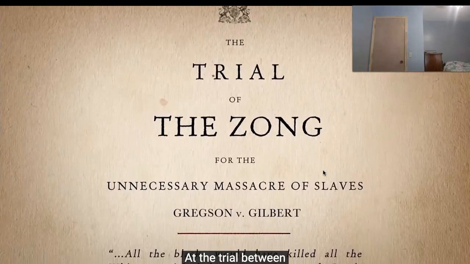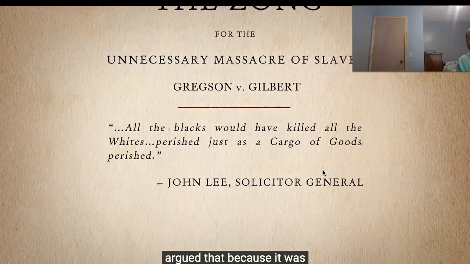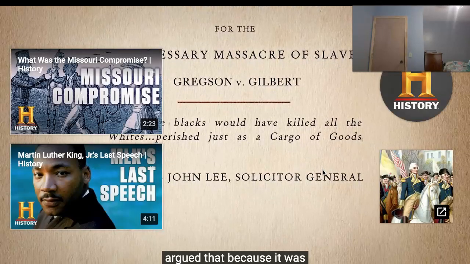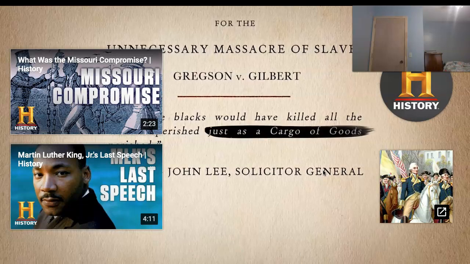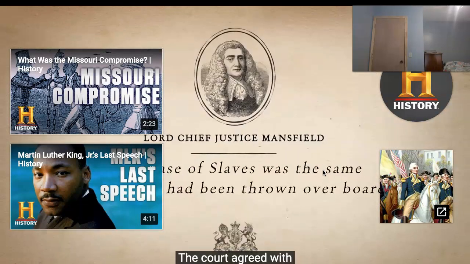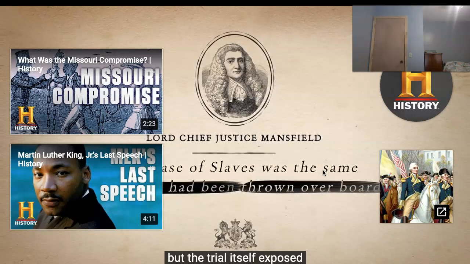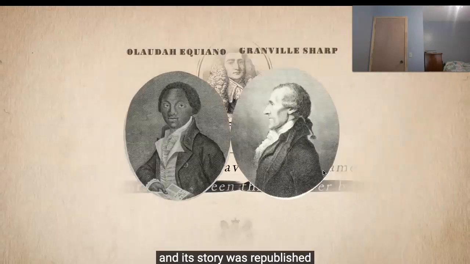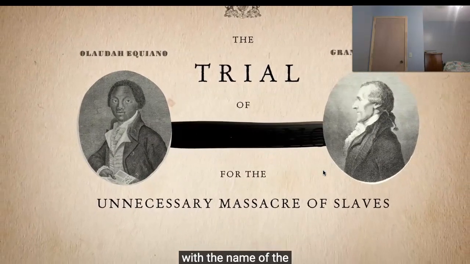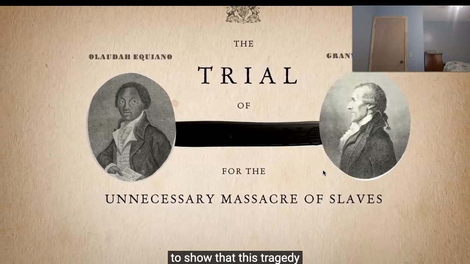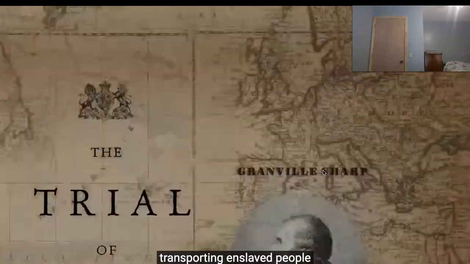At the trial between the Zong's owners and their insurance company, the owners argued that because it was legal to kill sick animals for the health of a ship, it was legal to treat enslaved people the same. The court agreed with the ship's owners, but the trial itself exposed the horrors aboard the Zong, and its story was republished by British abolitionists with the name of the ship redacted, meant to show that this tragedy could happen on any ship transporting enslaved people across the Middle Passage.